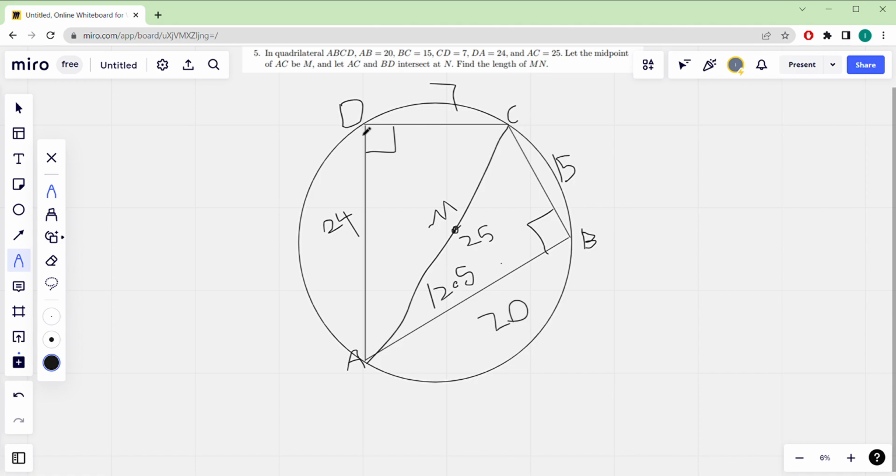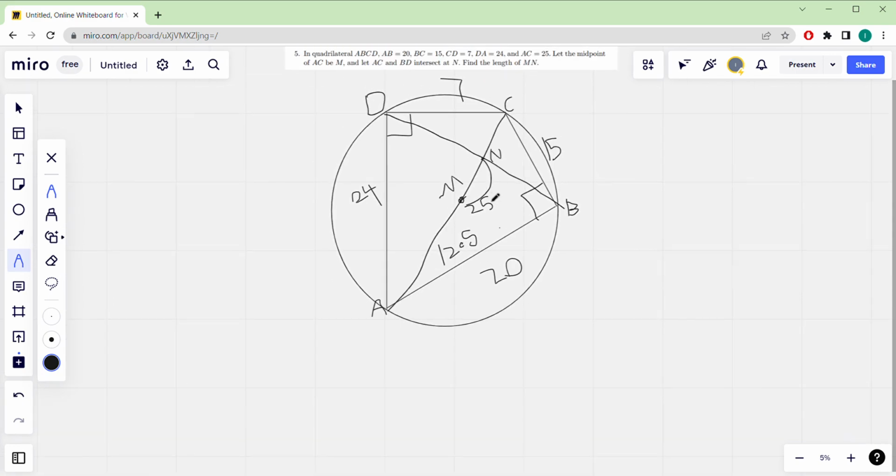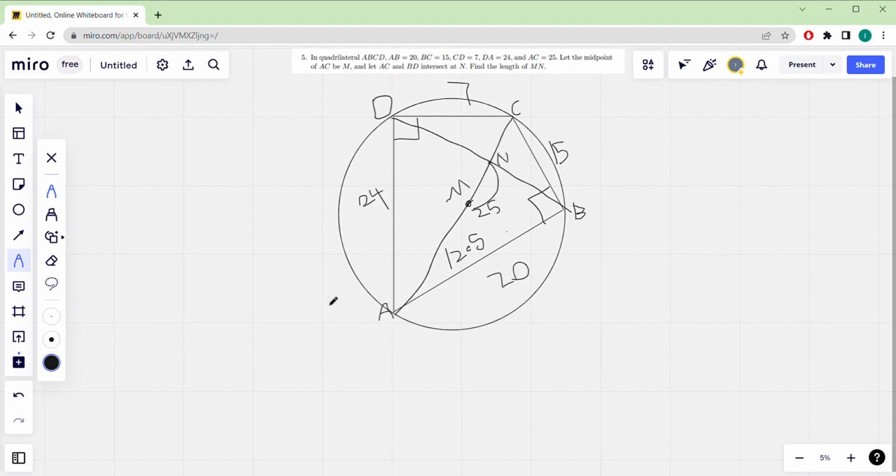And then if we draw the diagonals, where the diagonals intersect, this point is N. And we want to find the length of this. But we don't really see anything at this point, so we can just use Ptolemy's theorem, which states that the product of the opposite sides plus the product of the other set of opposite sides is equal to the product of the diagonals when the quadrilateral is inscribed in a circle, or when the quadrilateral is cyclic. So we can just use that.